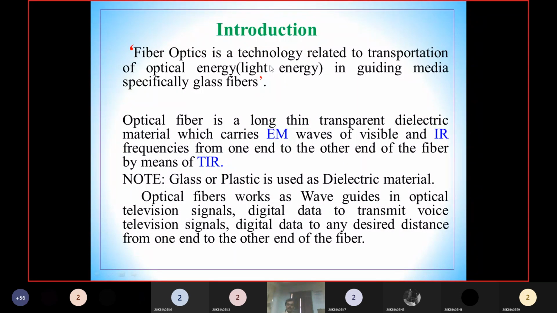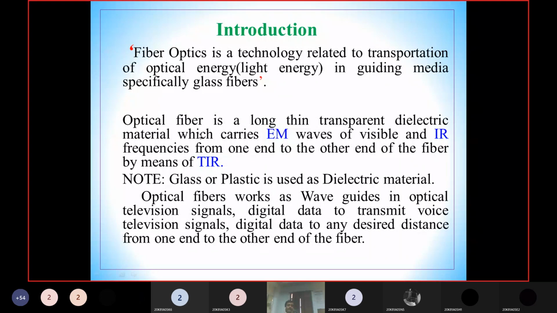Fiber optics is a technology related to transportation of optical energy in guiding media, specifically glass fibers. Here we use glass fiber to transport the optical signal. Guiding is nothing but transmitting light energy. An optical fiber is a long, thin, transparent dielectric material which carries electromagnetic waves of visible and IR frequency from one end of the fiber to the other by means of total internal reflection.